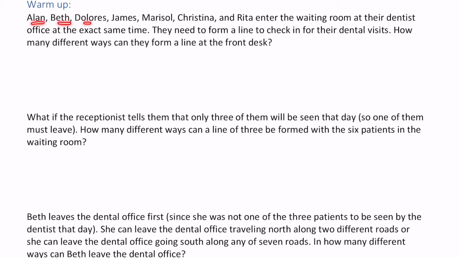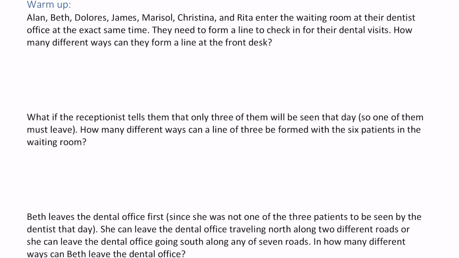Alan, Beth, Dolores, James, Marisol, Christina, and Rita enter the waiting room at their dentist office at the exact same time. Now, they need to form a line to check in. Had they all walked in at different times, it would be very clear who was first, who was second, who was third, and so on. But since they all walked in at the exact same time, they're going to choose how they line up. How many different ways can they form a line at the front desk?